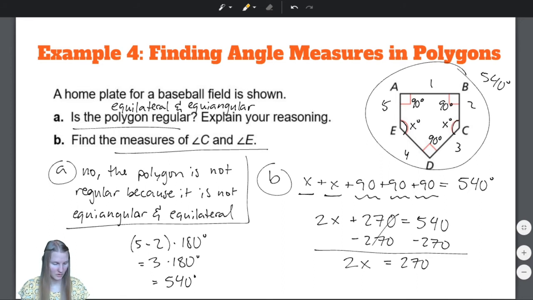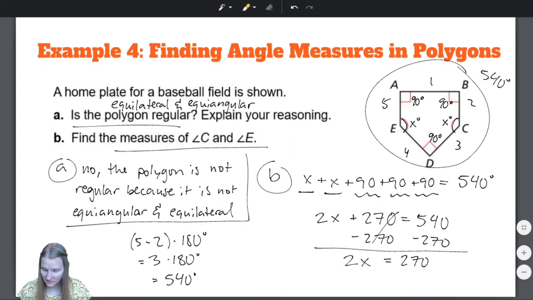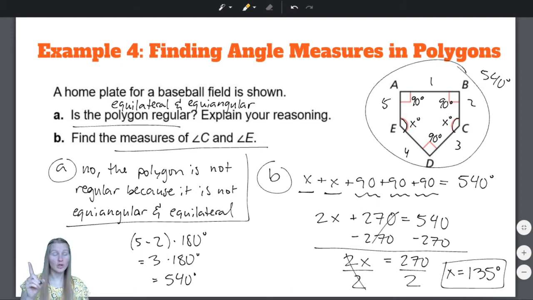Yeah, 270 plus 270 is 540. Interesting. Okay. And now I'm going to divide both sides by 2, and I get that x is equal to 135 degrees. So, am I done yet? Not 100%, because it asked me to find the measures of angle C and angle E.